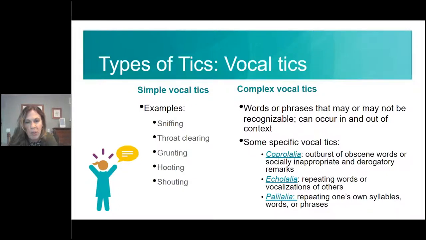I know sometimes for teachers it can be frustrating, and we'll talk about that in another section. Most people, when you talk about vocal tics, think of coprolalia. Unfortunately, the media has sensationalized that. That's the one big point people think of: cuss words or obscene or inappropriate derogatory remarks. Actually, it's only 10% or so. I've seen 10 to 12, I've seen 8, but it's usually right around 10% of people with Tourette syndrome who have coprolalia. And then there's echolalia and palilalia as well.